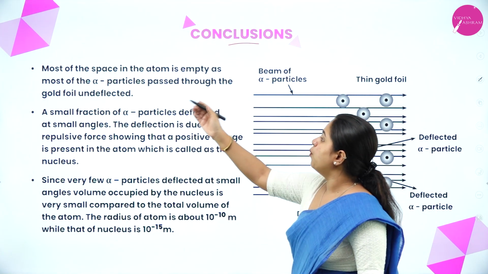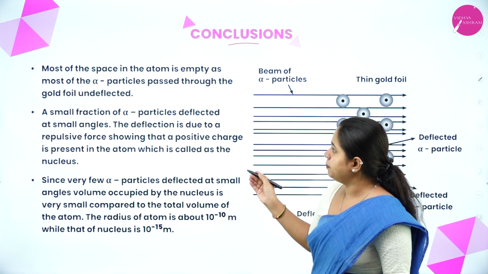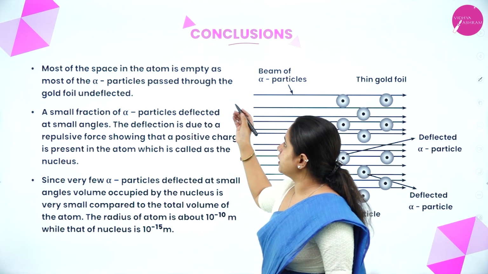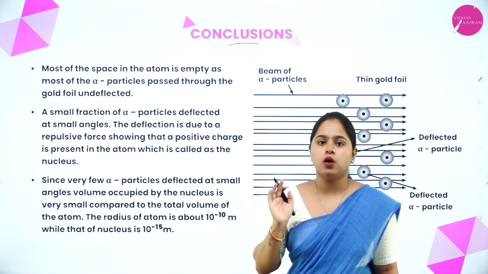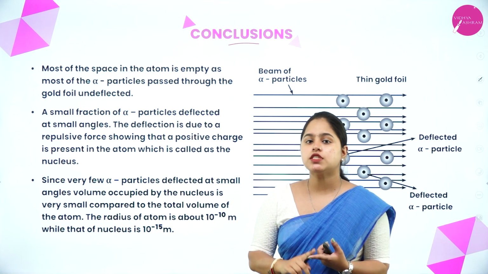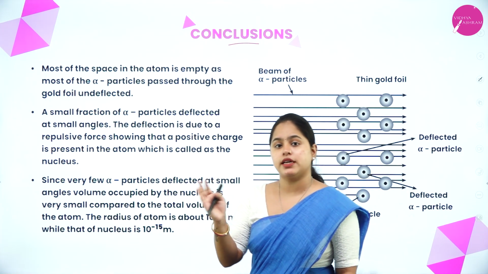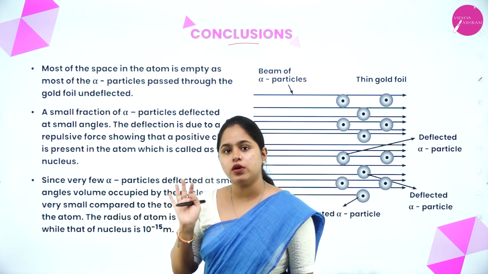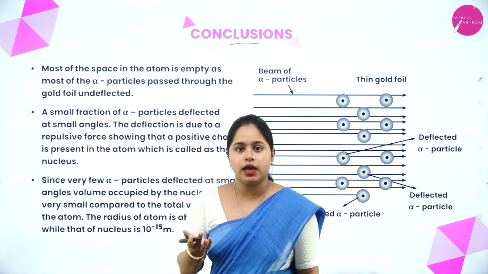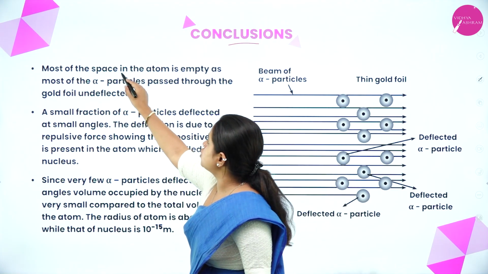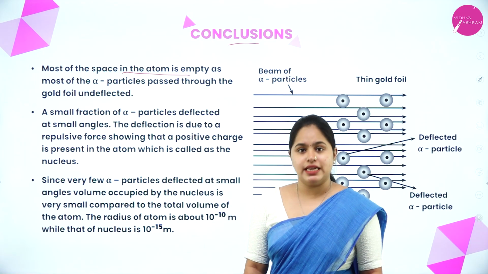So let's see. Most of the space in the atom is empty, as most of the alpha particles pass through the foil without any deviation. So what was the first observation? Most of the alpha particles passed through the gold foil without any deviation, right? So what was he able to conclude from that? Most of the space inside the atom is empty.